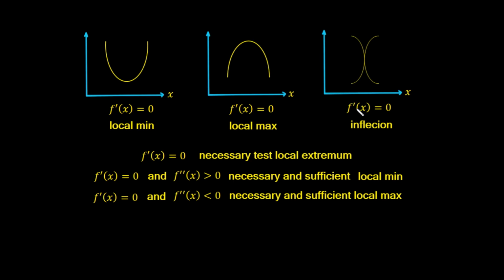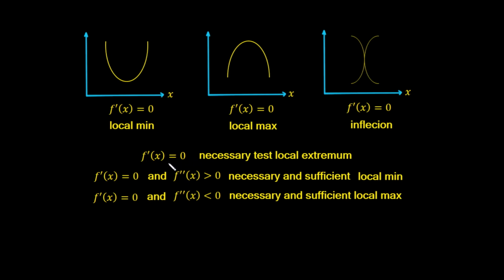We could also have f derivative of x equaling 0, in which case we could have a point of inflection. So the inflection could run this way, or it could run this way. So having f derivative of x equaling 0 is not enough to tell us whether we have a local minimum, maximum, or inflection. It only tells us that we have one of these three. We need to have a test in order to nail it, that is, in order to decide whether we actually have a local minimum, maximum, or point of inflection.